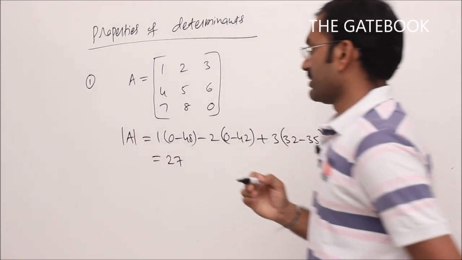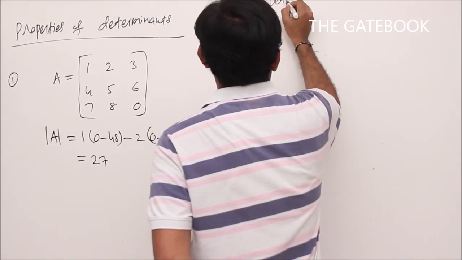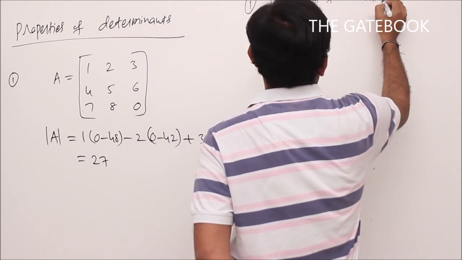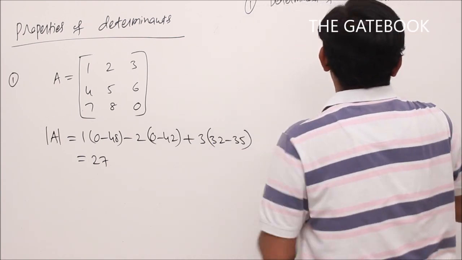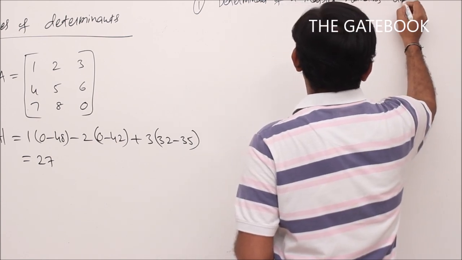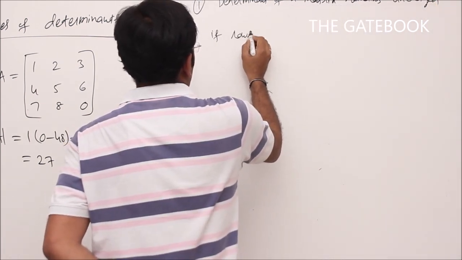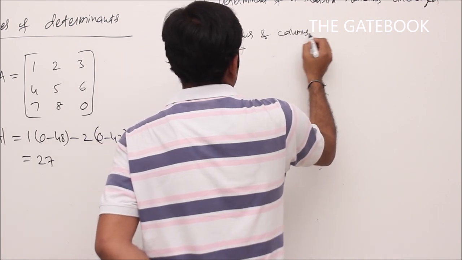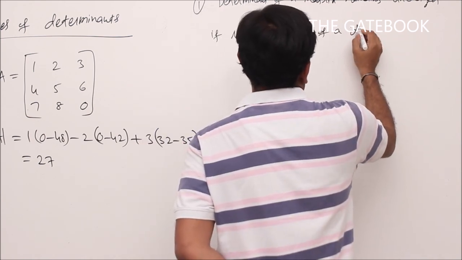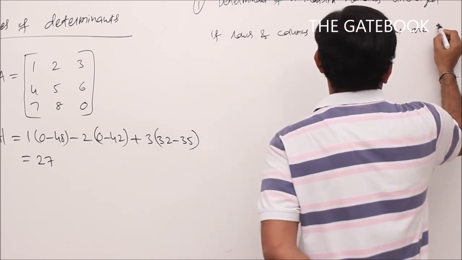Now I will state the first property. The determinant of a matrix remains unchanged if the rows and columns of the determinant are interchanged.